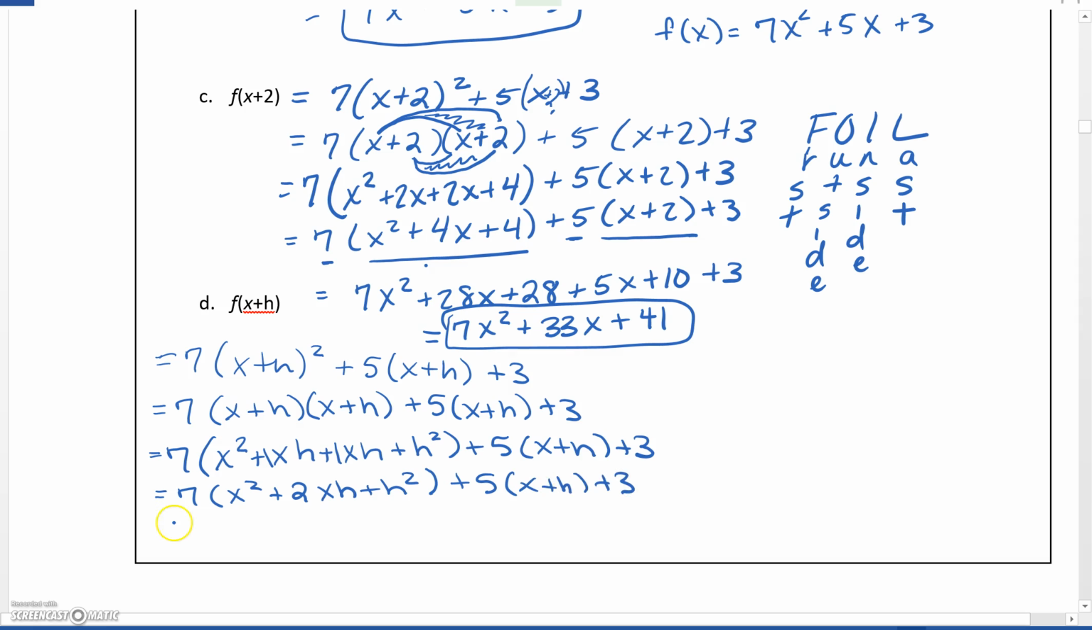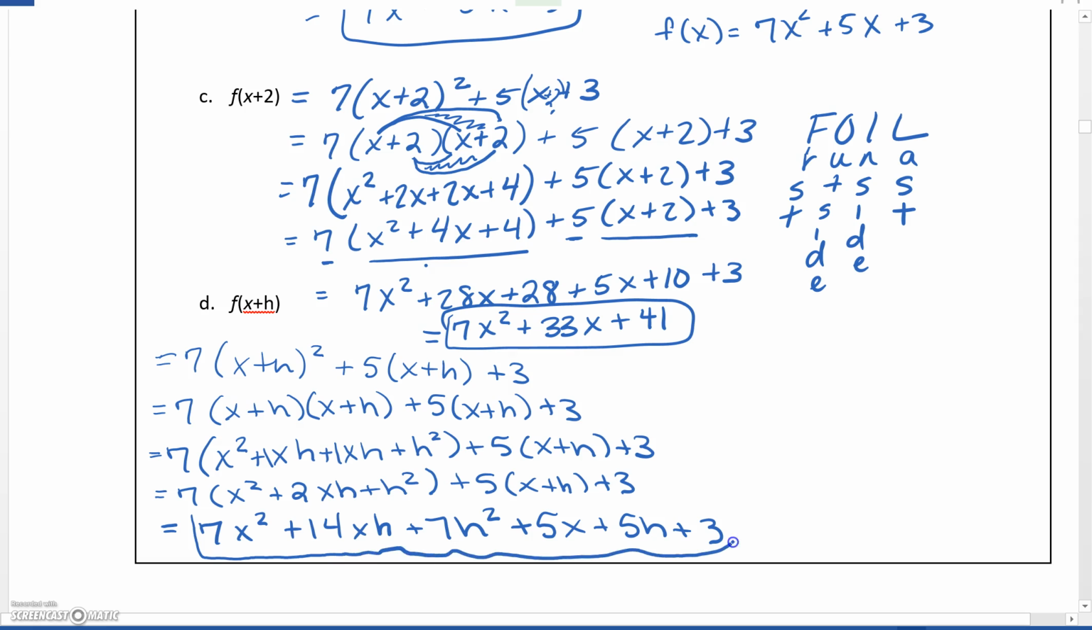Okay, and now again we need to distribute the 7. So 7x squared plus 14xh plus 7h squared. Now we'll distribute the 5. 5x plus 5h, and our last term here plus 3. And now we'll look and make sure there aren't any like terms, which there aren't, and so this whole expression would be what f of x plus h is equal to.